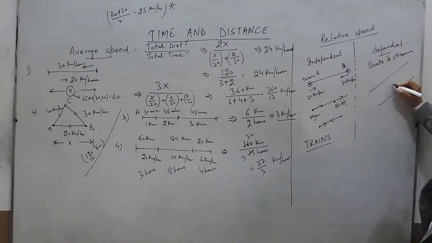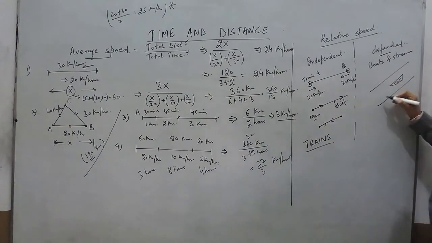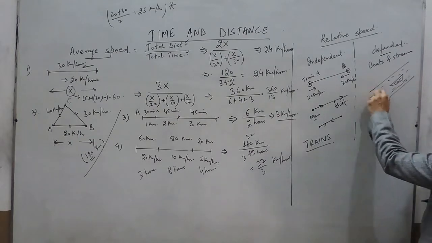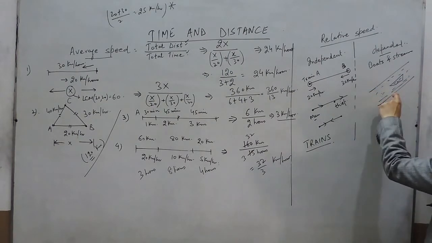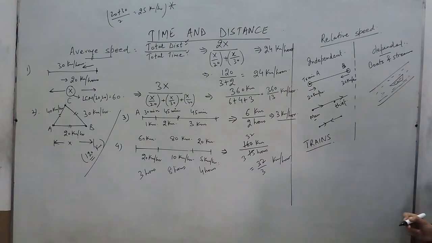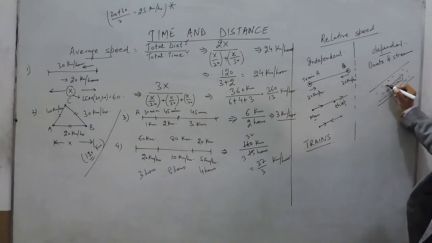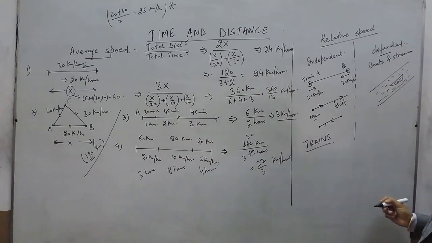When we talk about dependent motion, we can take the example of boats and streams, where there is a stream and there is a boat inside the stream. When there is a boat inside the stream, definitely when the speed of the stream increases or decreases, the speed of the boat will also be dependent on the speed of the stream. So this is known as dependent motion.